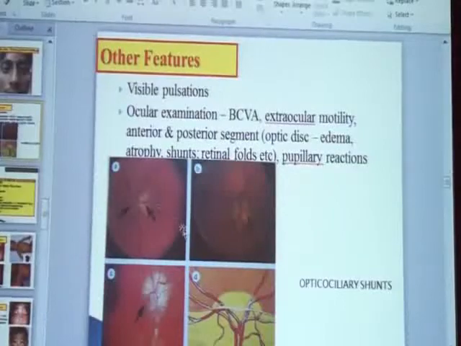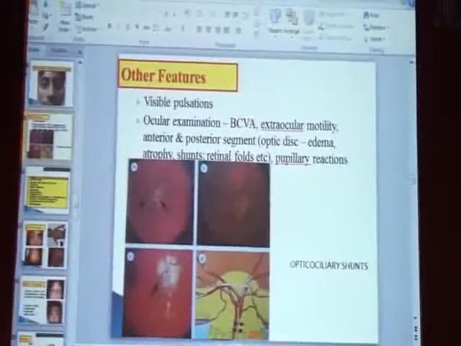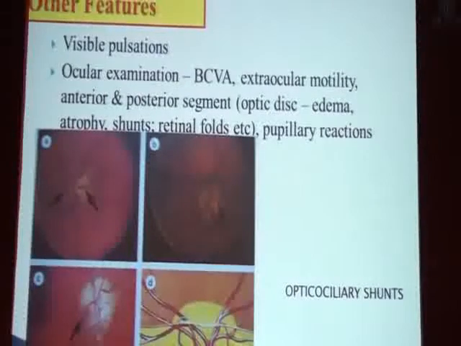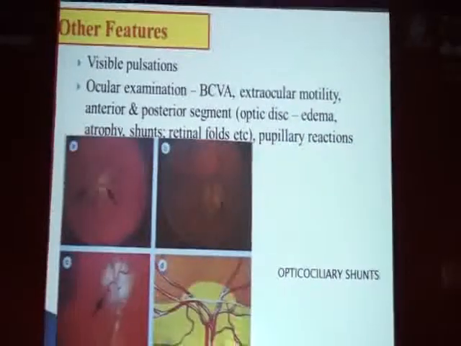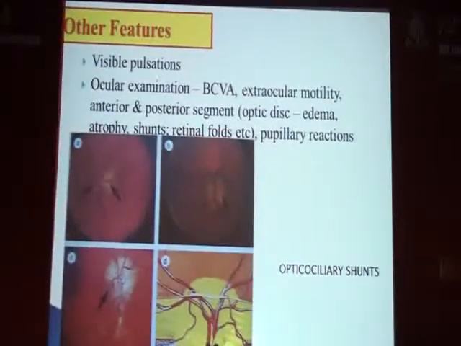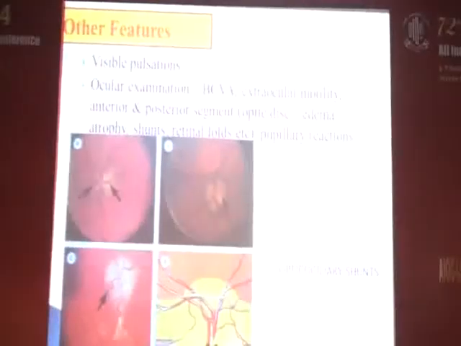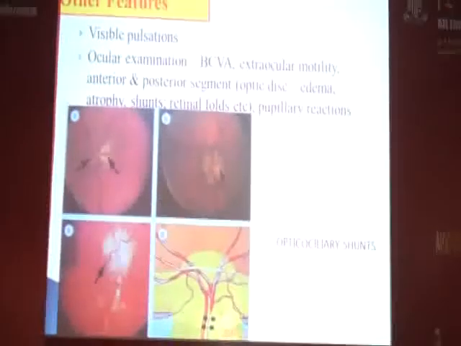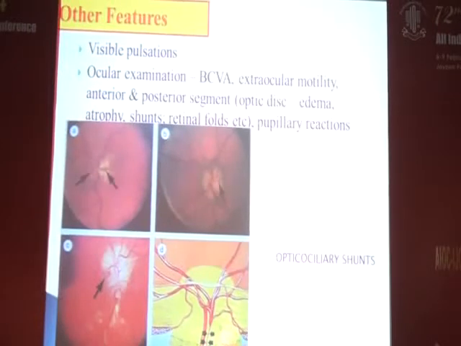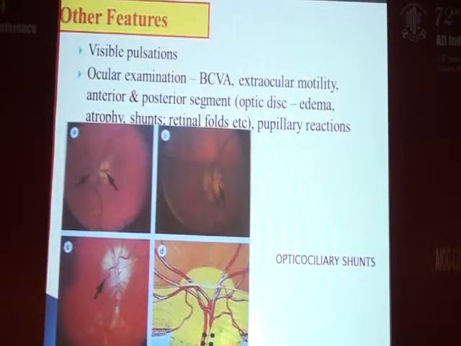And of course, in each patient we have to see the fundus carefully, especially to look for visible pulsation. Along with that, all the ocular examination like best corrected visual acuity, extraocular motility, anterior and posterior segment. Especially, you have to look for optociliary shunts in cases, to rule out schwannoma versus meningioma.